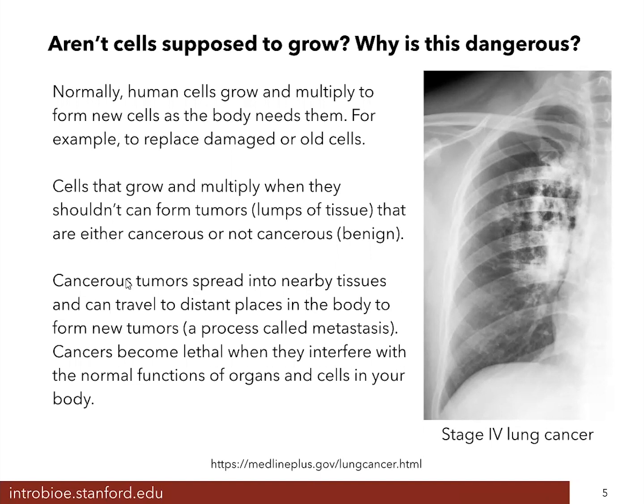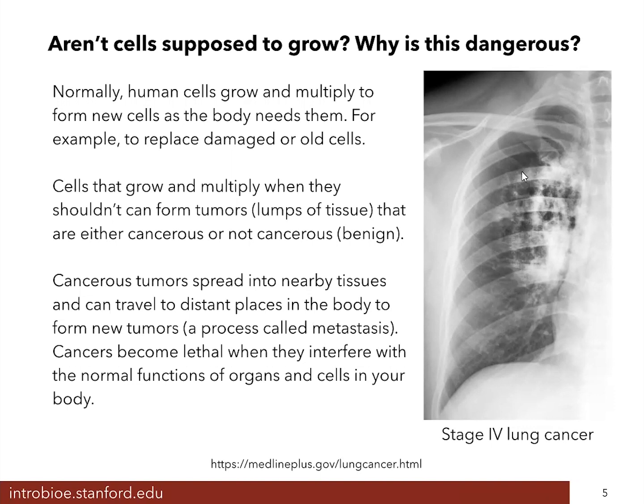Now, cancerous tumors can spread into nearby tissues and can travel into distant parts of the body to form new tumors. This traveling into distant parts of the body is a process called metastasis. And cancers become lethal when they interfere with the normal functions of organs and cells in your body. So you can actually live for a pretty long time with a tumor as long as it's not interfering with the function of the organ that it's growing in. So for example, in lung cancer, in this image, you're seeing stage 4 lung cancer. So this is pretty advanced. The tumor is this whitish region you can see inside the lung.